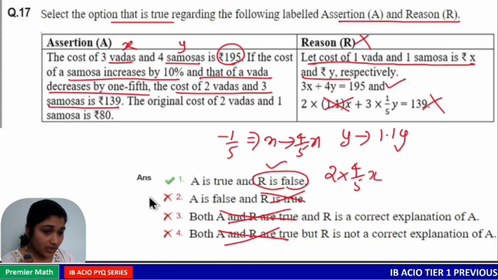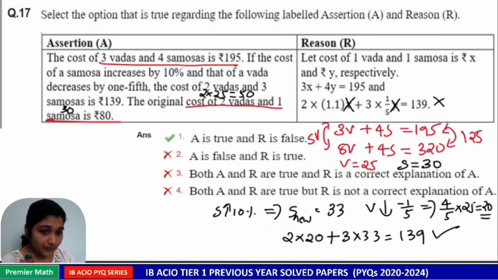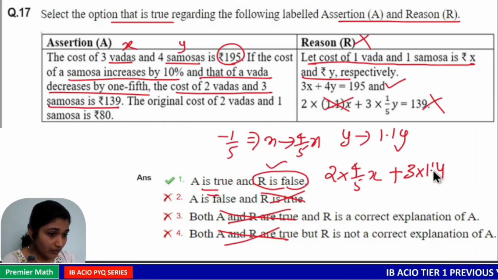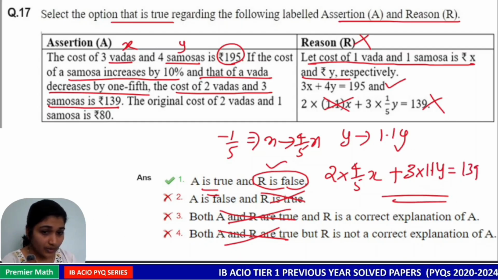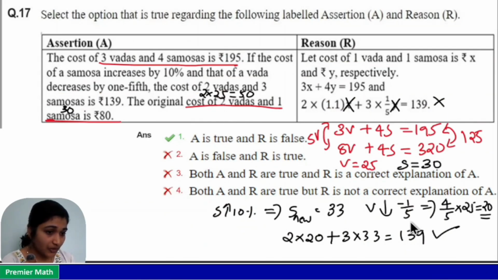No need to check the assertion statement. If you want to check the assertion statement, you can use this. Here, the statement should be 2 vada and 3 samosa. 3 samosa means 3 into 1.1y. That should be 139. This is wrong. And if you want to check the other assertion statement, this way you can solve it.